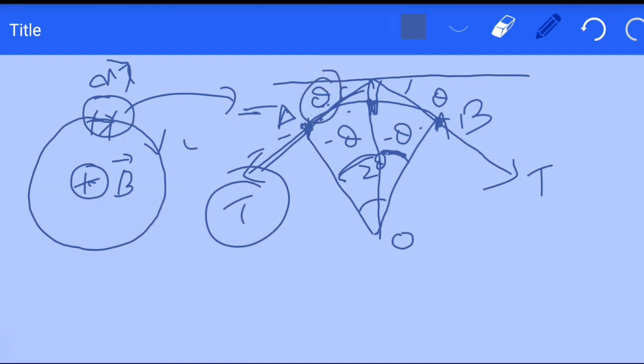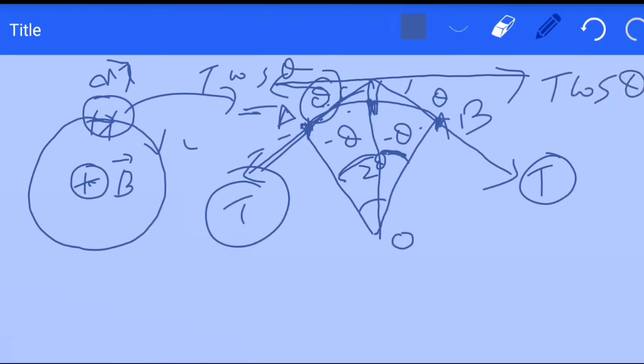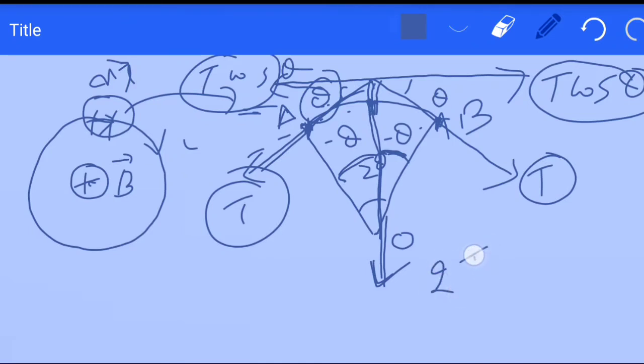Now if this is T, the tension direction is marked. This is theta. So this component will be equal to T cos theta. Similarly for the other T, this will be T cos theta. They are in opposite directions and equal in magnitude, so they will cancel. Corresponding to each T cos theta, you will have a T sin theta component in this direction. Those 2 components are in the same direction, so they add, and we get 2T sin theta. This 2T sin theta is acting in the radially inward direction. Okay, so this is one result.